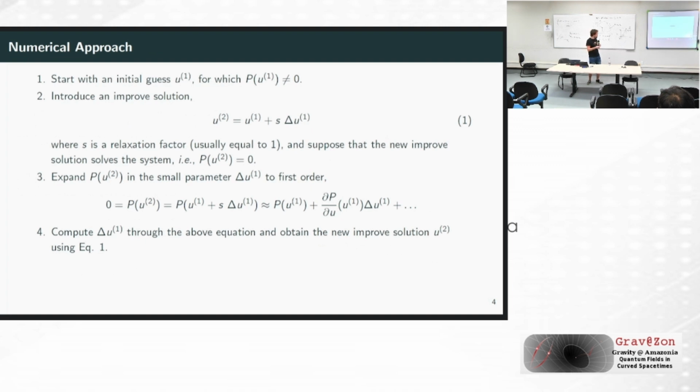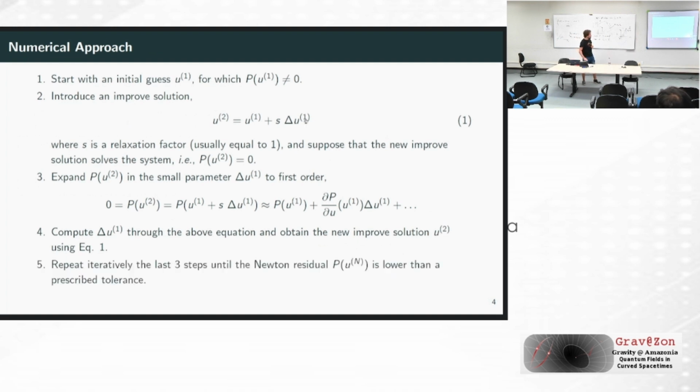Obviously, this won't work exactly with one iteration. You have to do at least 5, 6, 7 or more iterations, so that when the Newton's residual, the P of U after n iterations, is lower than a tolerance that you can prescribe, then you can stop the iterations. So basically, you start with an initial guess that is close, and then you approach the solution that you are searching for.